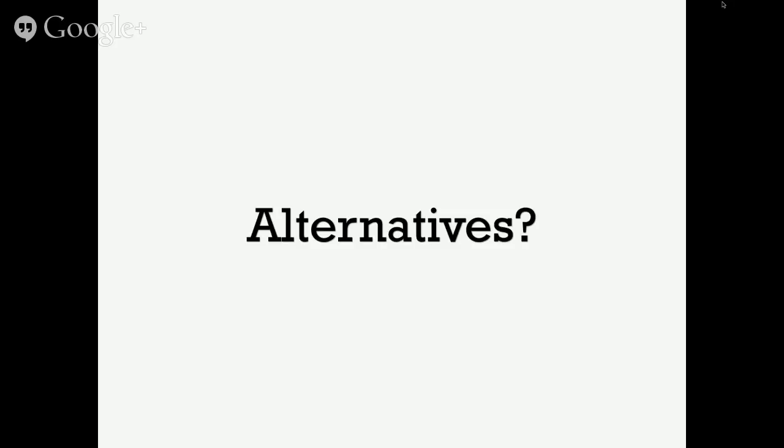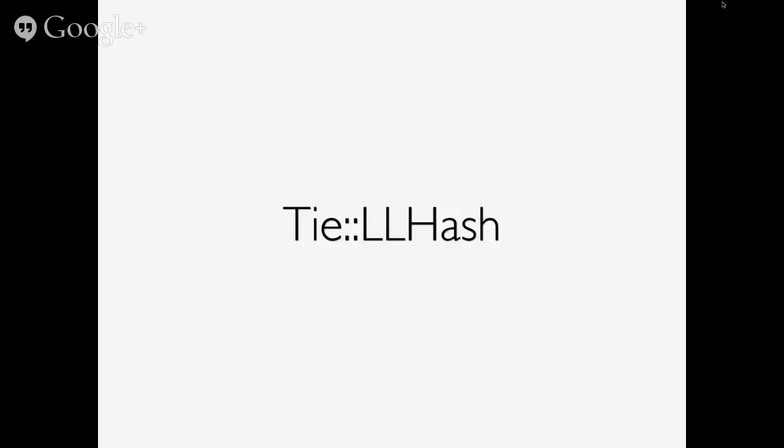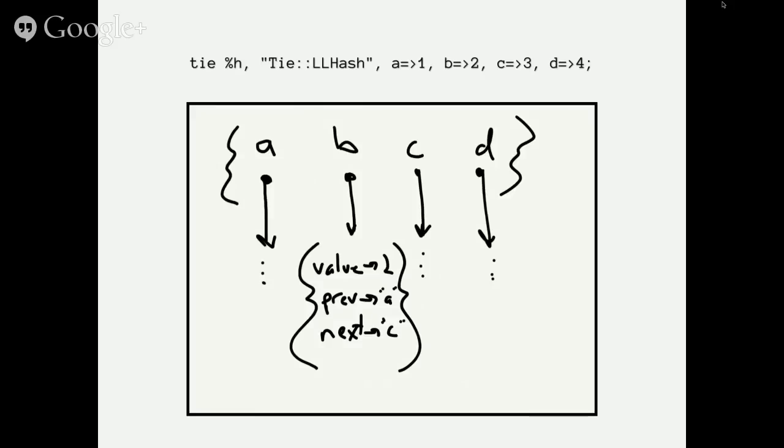So what are some alternatives? Another module on CPAN is Tie::LLHash. Tie::LLHash does this. Same sort of tie the hash to a class, A, B, C, D. It creates a hash with the keys. The value is a reference to a hash reference. The hash reference stores the value and a previous key and a next key. It's a hash of doubly linked lists.